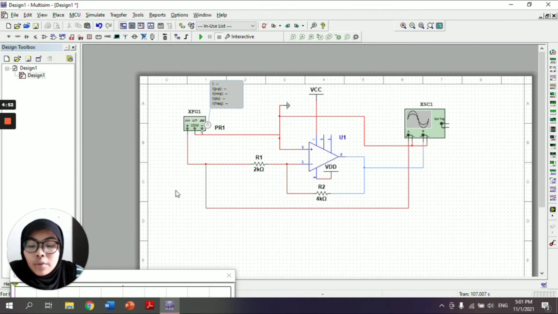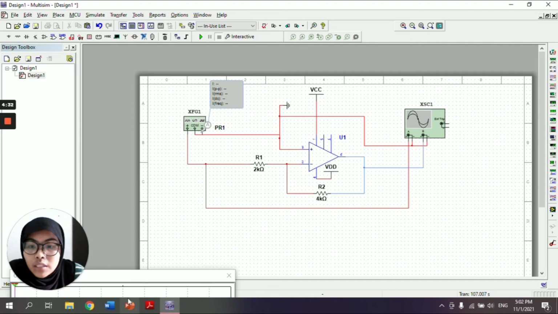My part is to show how we get the gain equal to -2. Based on the formula, gain equals negative R2 over R1, we assume R1 is 2k ohm and R2 is 4k ohm for us to get the gain -2.